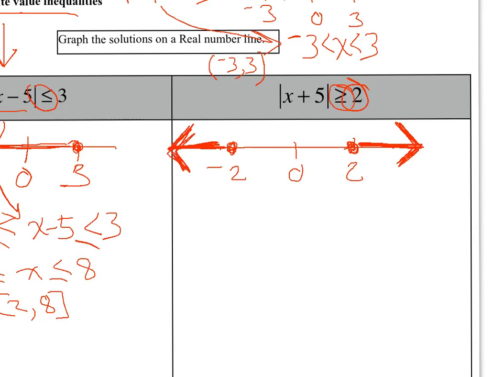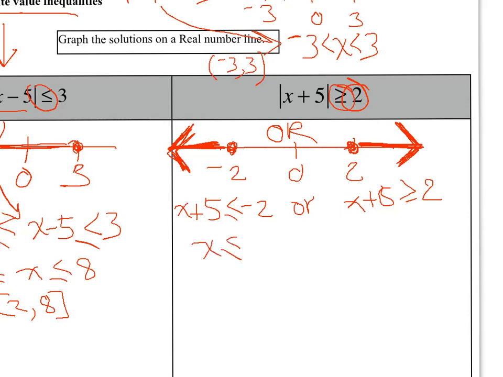And so this time, we get two separate inequalities joined by the word or, because you can't be in both of those places at the same time. You can only be in one or the other. And so this time, when we remove the absolute value symbols, we get from this one, x plus 5 is less than or equal to negative 2, or from this one, x plus 5 is greater than or equal to 2. And now we'll solve these two inequalities. So we get x is less than or equal to negative 7, or x is greater than or equal to negative 3.